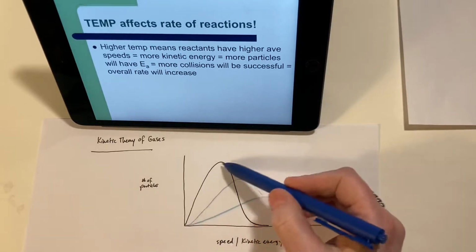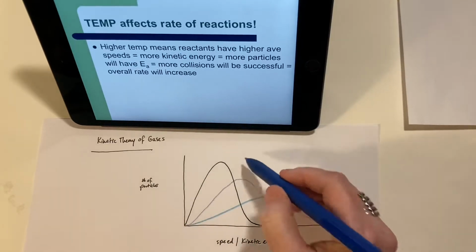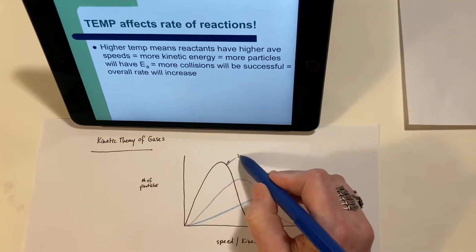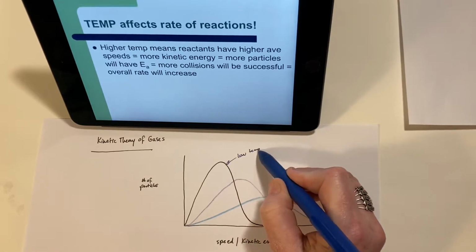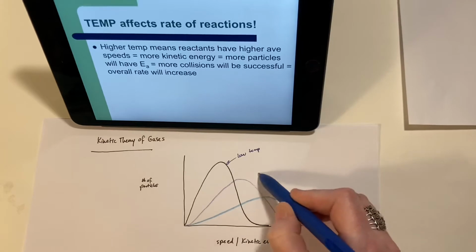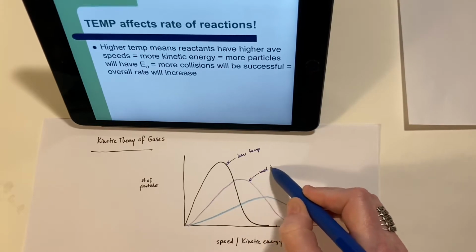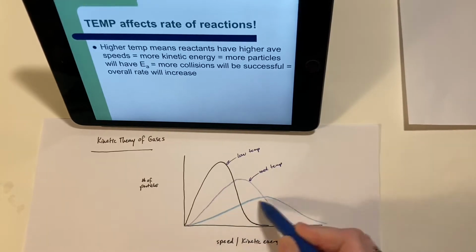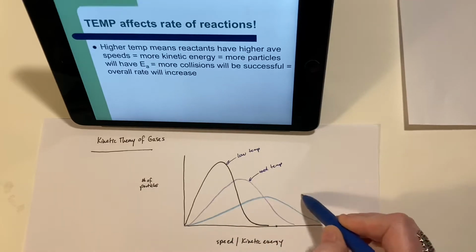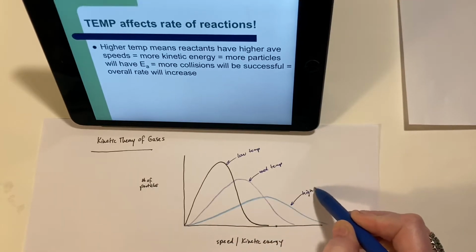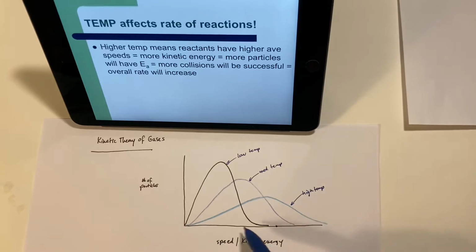Well, the distribution changes when we change temperature. So this is pretty much a low temperature plot. This would be a little bit higher, like a medium temperature plot. And then this would be really broad and spread out. This is what would happen at a high temperature if we collected the data.